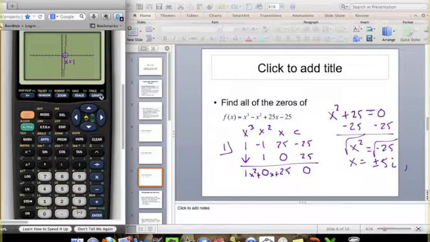And graphically, we found a solution of 1. So that's 3 solutions to this equation. Okay?